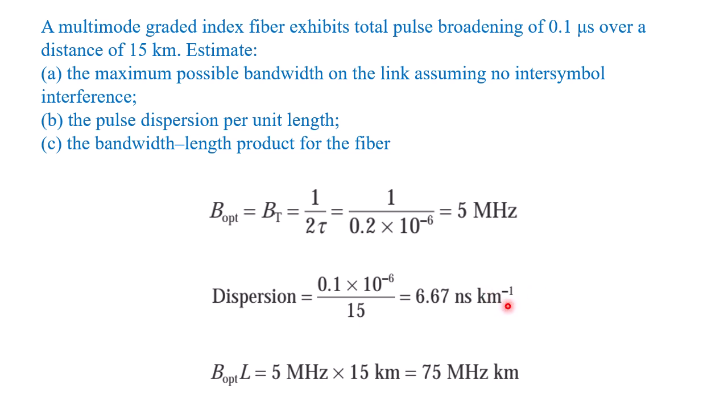This is the dispersion. Now the bandwidth length product is B_opt, or 5 megahertz, multiplied by the length of the fiber, that is 15 kilometers, that is 75 megahertz kilometer. This is the bandwidth length product for this fiber. So it's very simple.